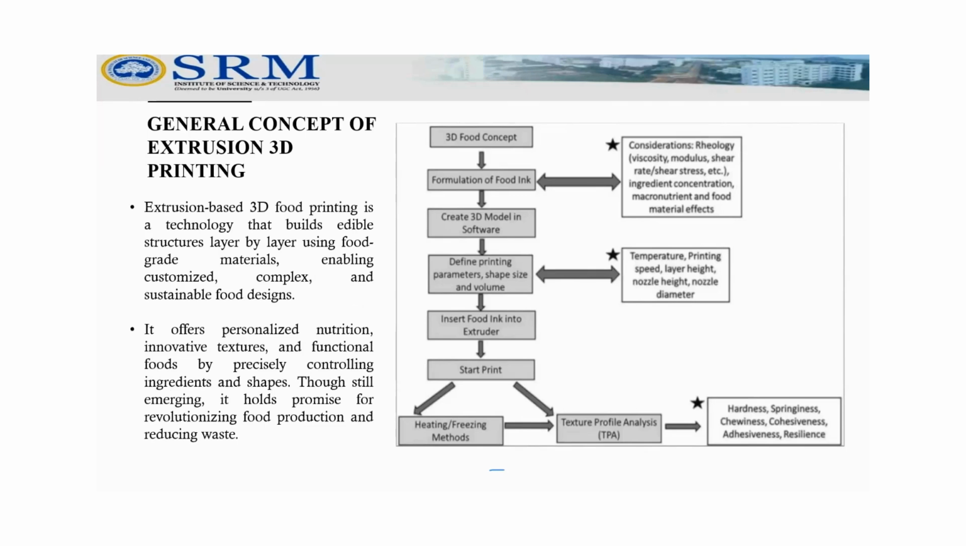Extrusion based 3D food printing is the technology that builds edible structures layer by layer using food grade materials, enabling customized, complex, and sustainable food designs. It offers personalized nutrition, innovative textures, and functional foods by controlling ingredients and shapes. Though it is still emerging, it holds promise for new revolutions in food production and reducing waste.